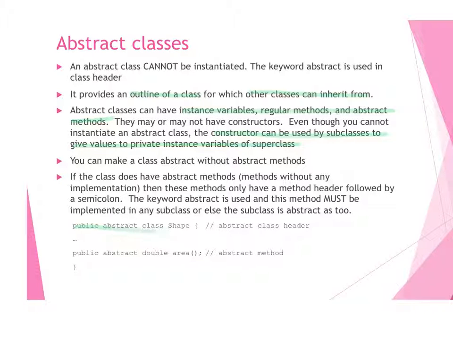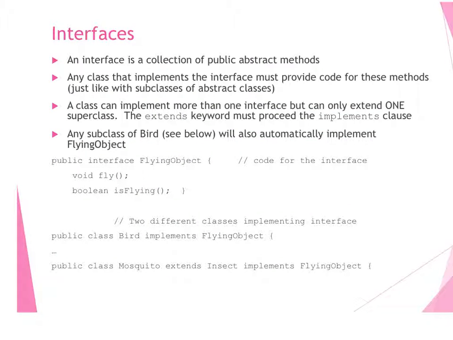Here's an example of what an abstract class header would look like. Here is an example of an abstract method. Now, an interface is a collection of public abstract methods. So any class that implements this interface must provide code for these methods. Just like how a subclass of an abstract class has to provide code for those abstract methods.